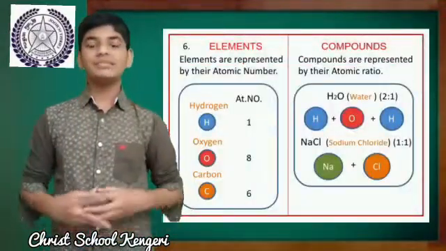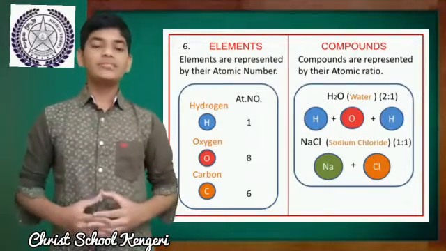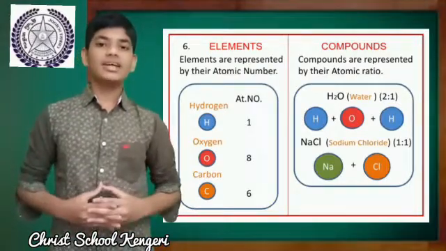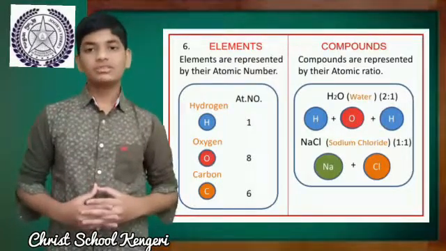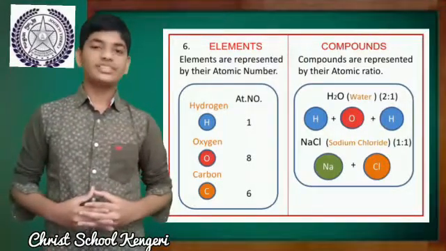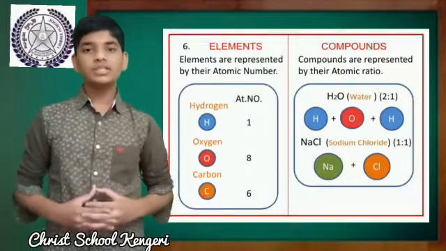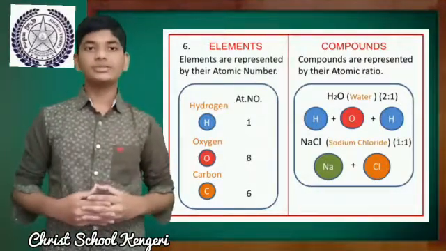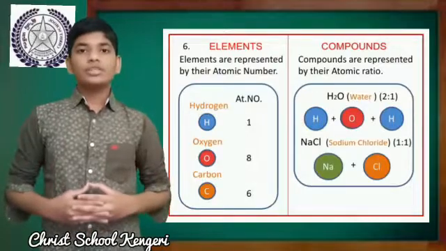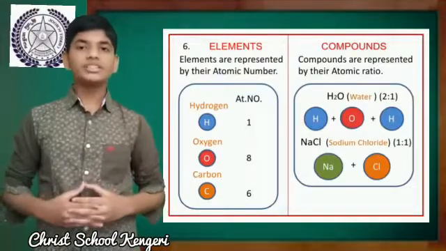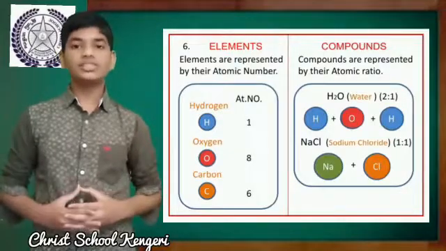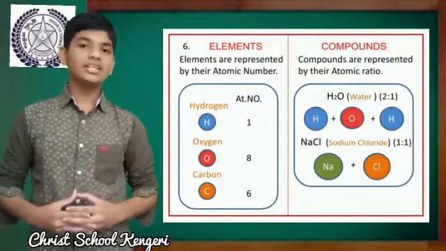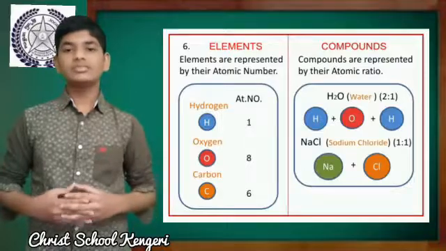Elements are represented by their atomic number, that is, number of protons present in an atom. Example, hydrogen atomic number 1, oxygen atomic number 8, carbon atomic number 6. Whereas compounds are represented by their atomic ratio. Example, water, combining capacity of oxygen is 2, combining capacity of hydrogen is 1, therefore the ratio is 2:1. Similarly, the ratio of sodium chloride is 1:1.